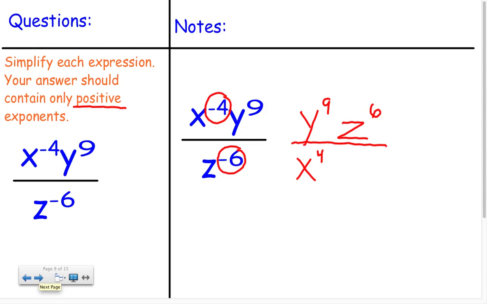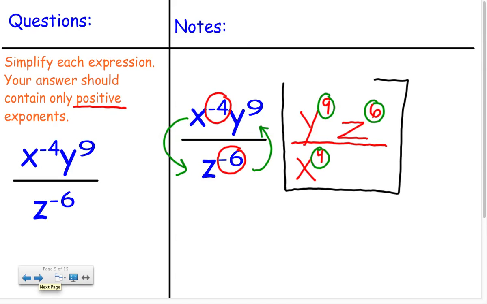So essentially what I did is I took this x to the negative 4th and moved it to the bottom, and I moved this z to the negative 6th and moved it to the top. Now when I check my answer, all of my exponents, 9, 6, and 4, are positive. We might have to write some of them out and simplify, but if I have y's and z's on the top and x's on the bottom, no variables will cancel, so I'm done. Remember that a variable has to be on the top and the bottom in order for it to cancel. If nothing will cancel, you're done.